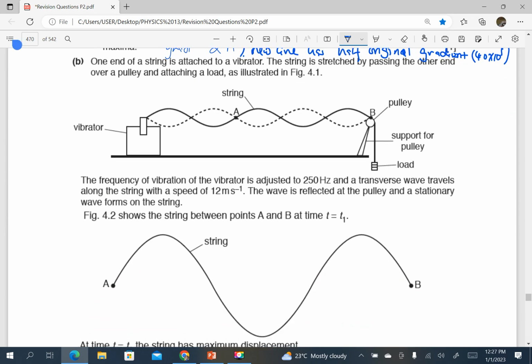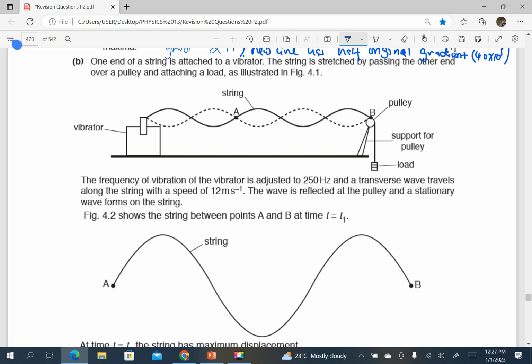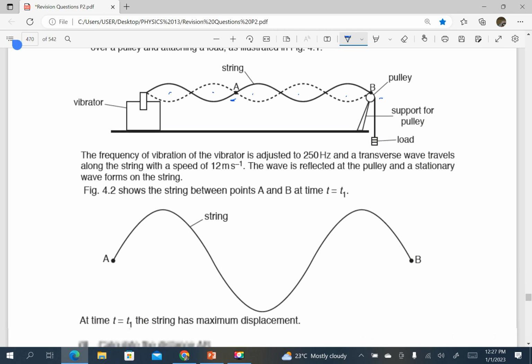Okay. One end of the string is attached to a vibrator. The string is stretched by passing the other end over a pulley and attached to a load, as illustrated in the figure. So we can see the diagram. There is point A here and point B here. We see 1, 2, 3, 4, 5 loops. The frequency of vibration of the vibrator is adjusted to 250 Hz. A transverse wave travels along the string with a speed of 12 meters per second. The wave is reflected at the pulley and a stationary wave forms on the string.